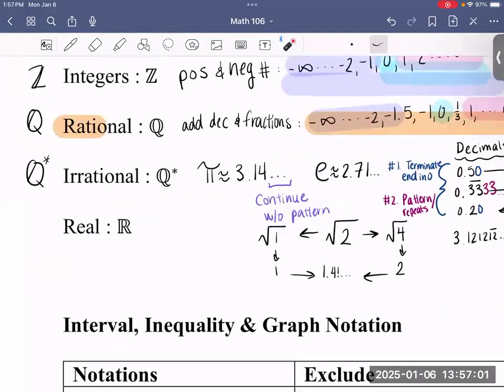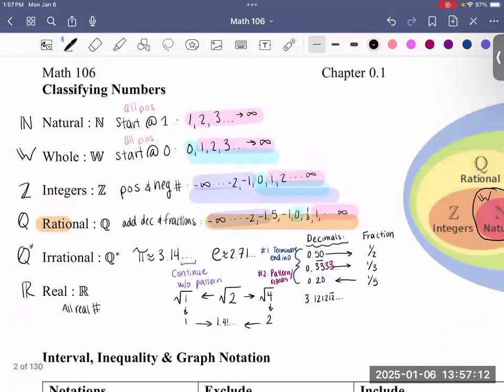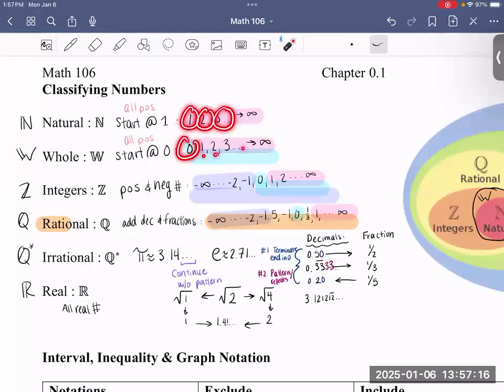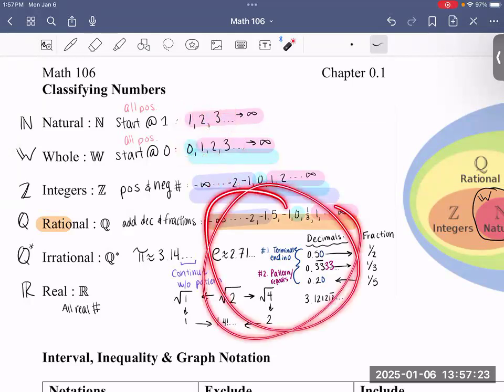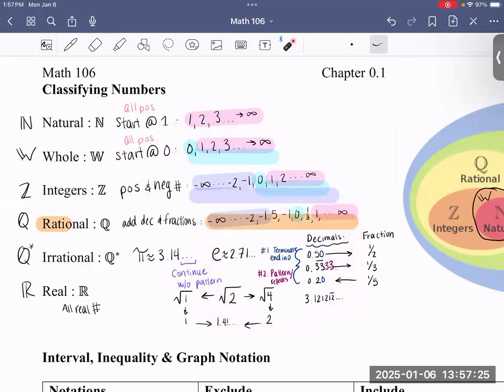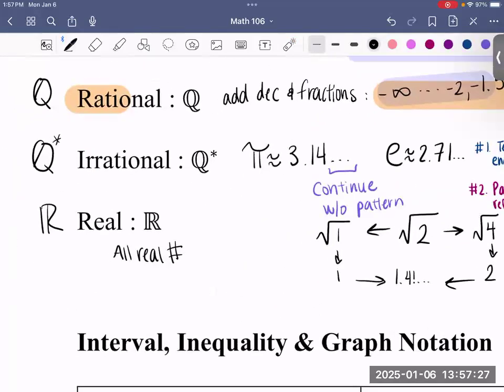So now the last one being real numbers. If you've heard the expression all real numbers, they're just saying, take all of these numbers that we've just talked about: 1, 2, 3, 0, negative infinity, -2, -1, 0, 1, 2, 3, and then all of the numbers that fall in between. So we are really talking about the numbers between negative infinity and positive infinity.